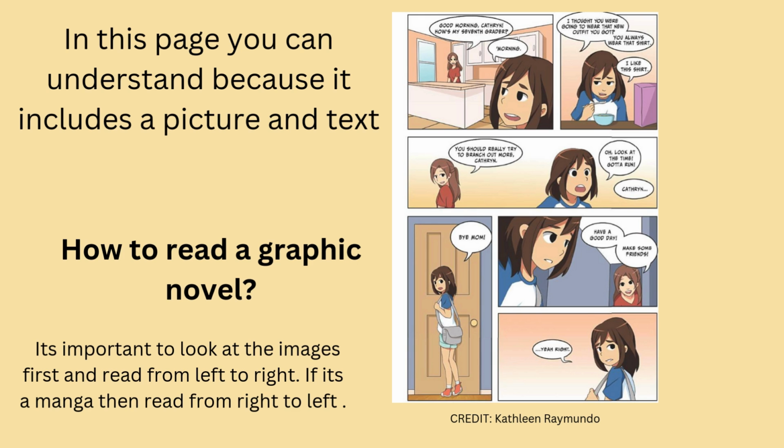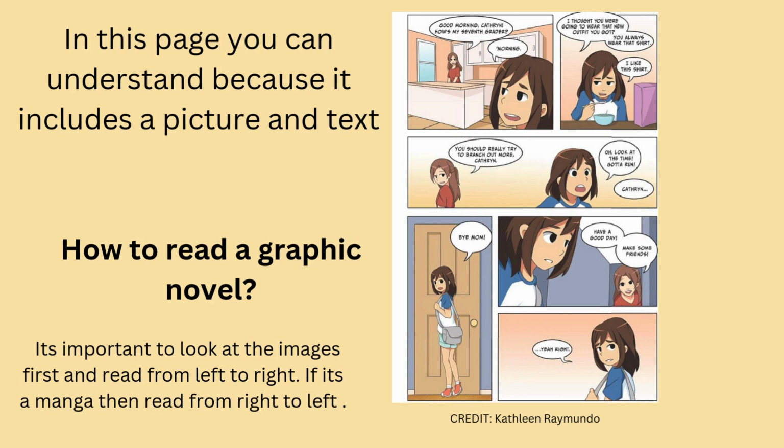In this page, you can understand what's happening because it includes picture and text. As you can know from earlier, there was 2 examples, one without text but with images, and one with text but no images. In this one, there's both, so it's easier to understand.